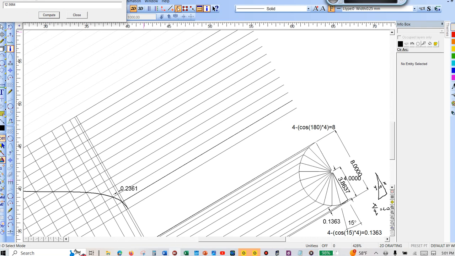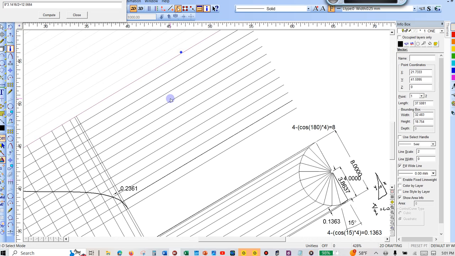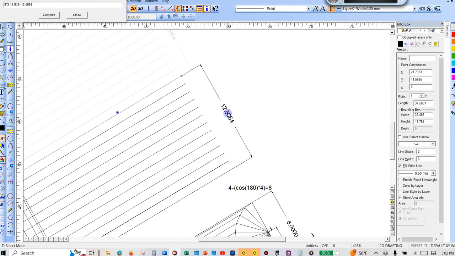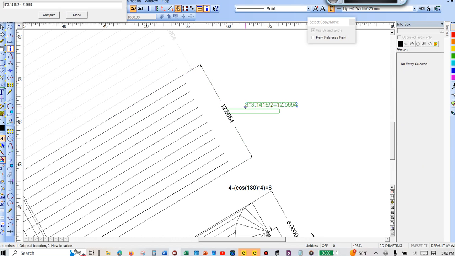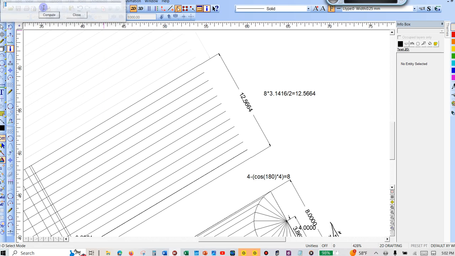So 8 times 3.1416 equals, divided by 2 equals, right? Copy. That would give us this dimension right here. Control V. I'm going to do that just in case it's 12.5664. Okay.